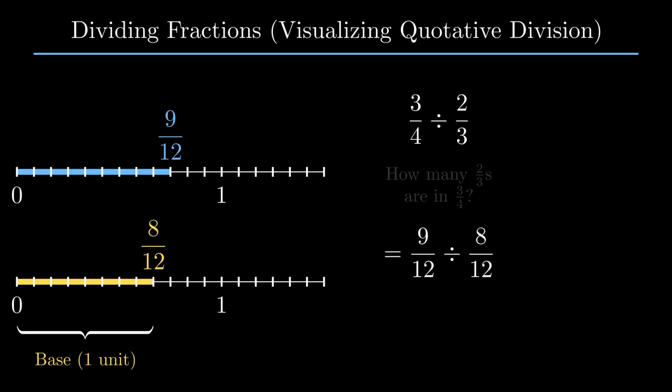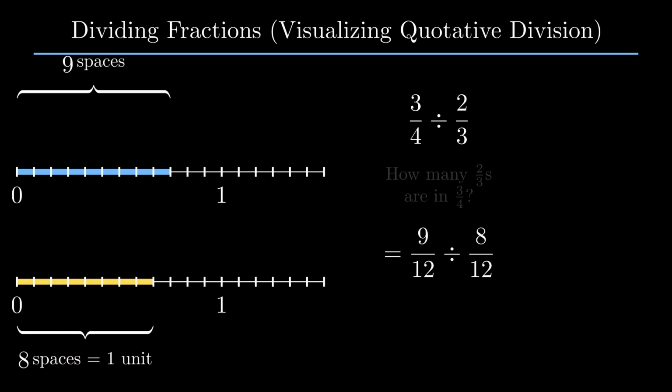3/4 is equivalent to 9/12, and 2/3 is equivalent to 8/12. Now, instead of worrying about fractions, we can just count the spaces. Our top line is exactly 9 spaces long, and our bottom line takes up exactly 8 spaces. Let's measure. Our base unit of 8 spaces fits into the top line once.